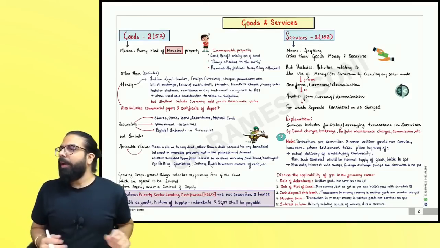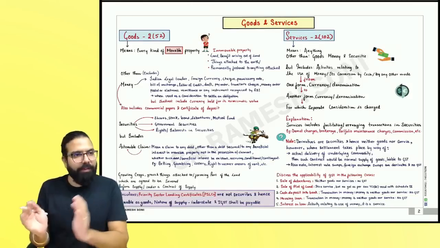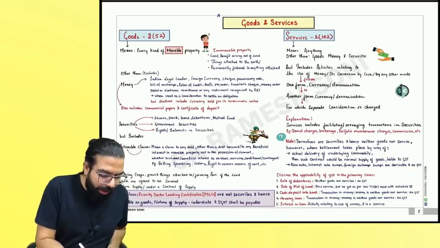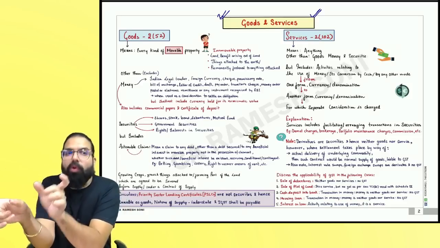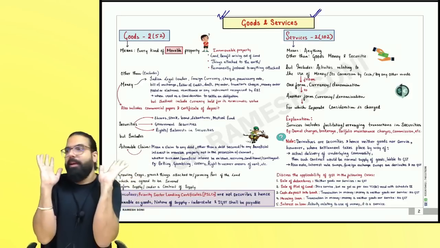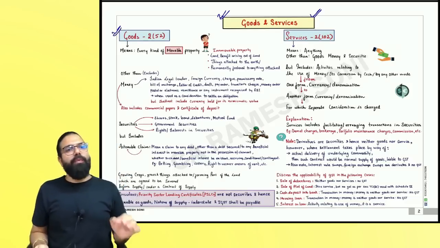Let's go ahead and now revise the next chart. The next chart is on goods and services. Sir, what do you mean by goods and what do you mean by services? Because only if something is goods or services, GST can be levied. Now, the definition of goods has been given in section 2(52).